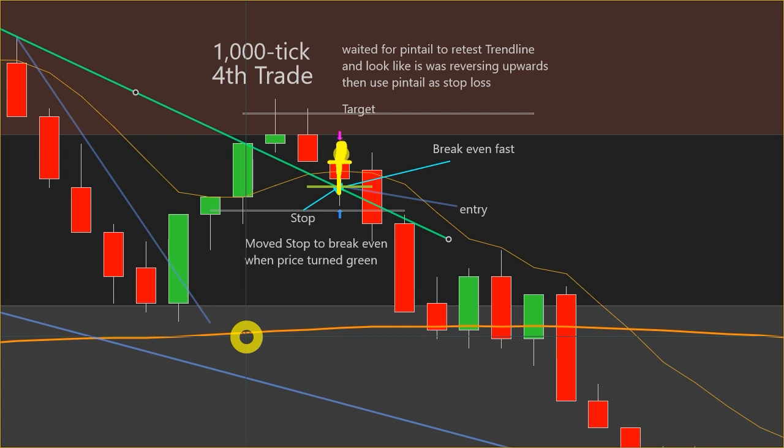It came down and went this way and turned green. So it was green, looking bullish. So I put my stop right underneath this, right underneath the pin tail. And then it came right back down and stopped me out.